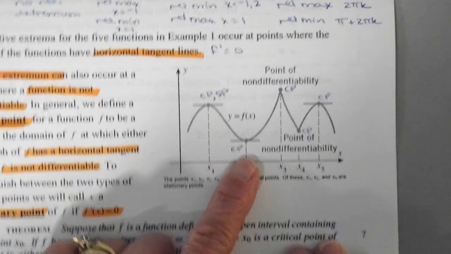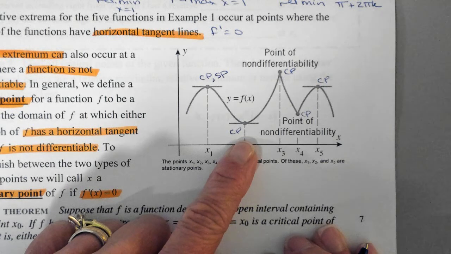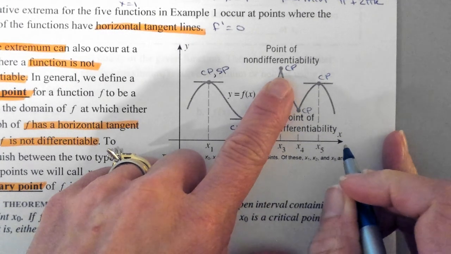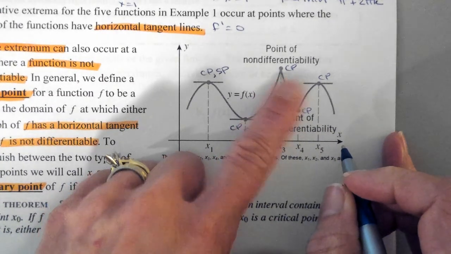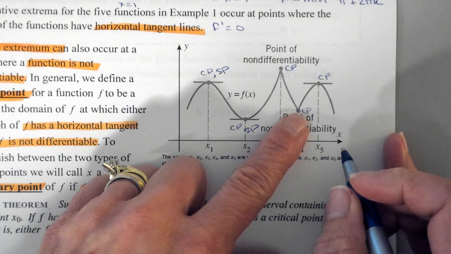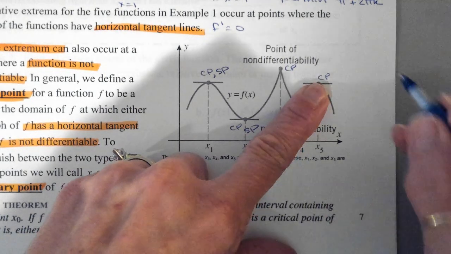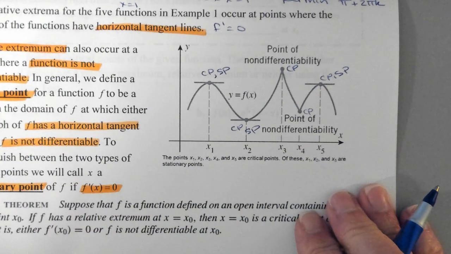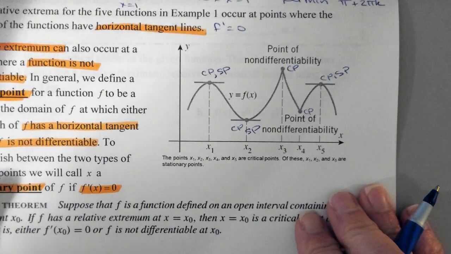What about here? Critical point and stationary? No, you can't take the derivative here. Critical point, but not stationary. Yes. Okay, does everyone understand the difference?